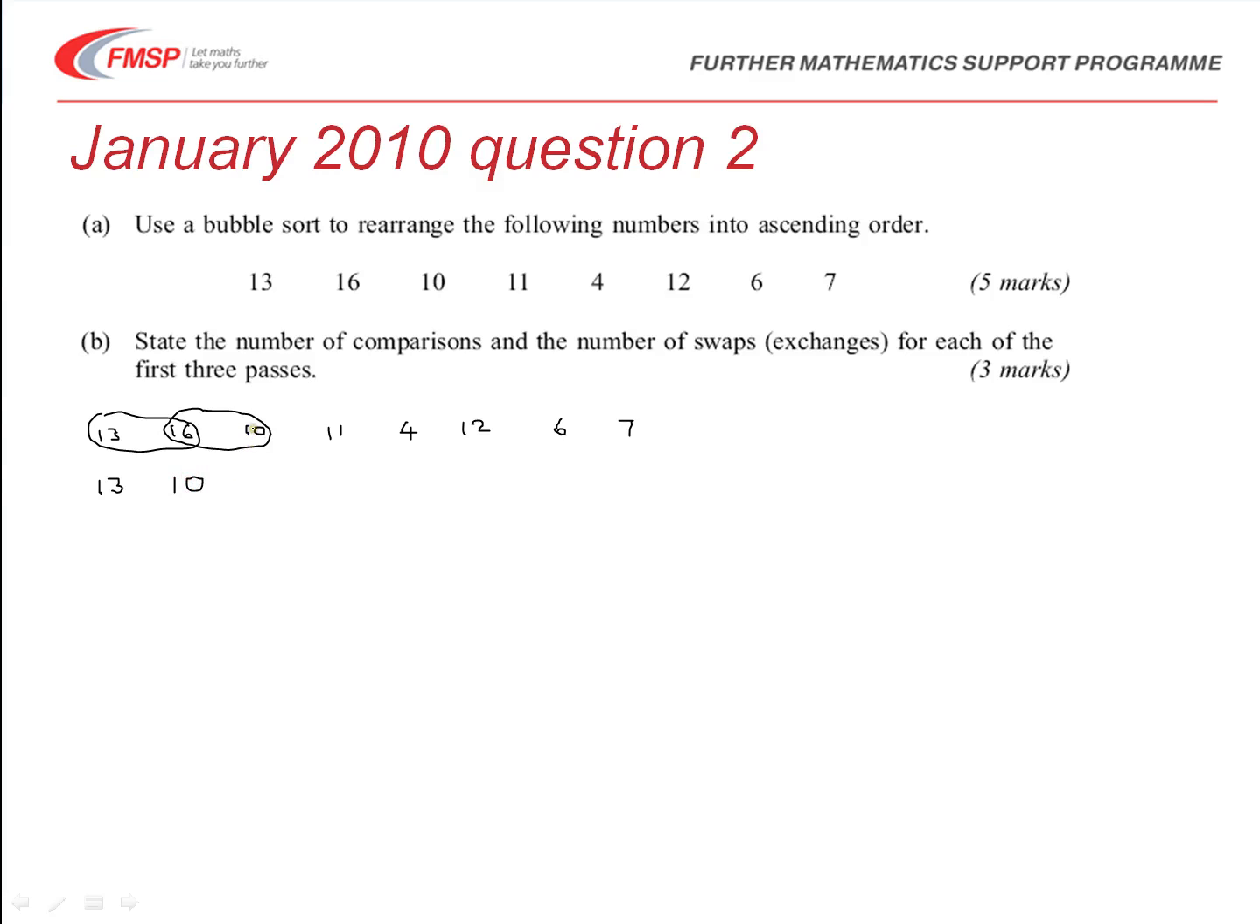So now the 16 will be paired with the 11, and once again the 11 will move up, and then the 16 will be compared with the 4, and the 4 moves up, and the 16 with the 12, so the 12 moves up, and the 16 with the 6, so the 6 moves up, and the 16 with the 7, and the 7 moves up. And so after the first pass we have the number 16 definitely as the largest number at the end of the list.